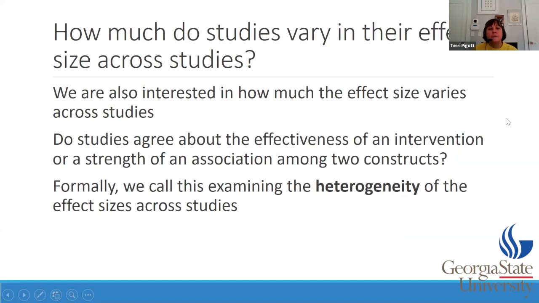Okay, so whenever we do statistical analysis, it's not enough, right? If my students came to me and said, here's the mean from my data, I'm just going to go home now, that's not enough. We need to understand not only what the mean is, but how much the effect size varies. And we want to understand if the studies are all agreeing about the effectiveness of an intervention or about the strength of that correlation among two constructs. And more formally, we call this examining the heterogeneity of the effect sizes across studies.